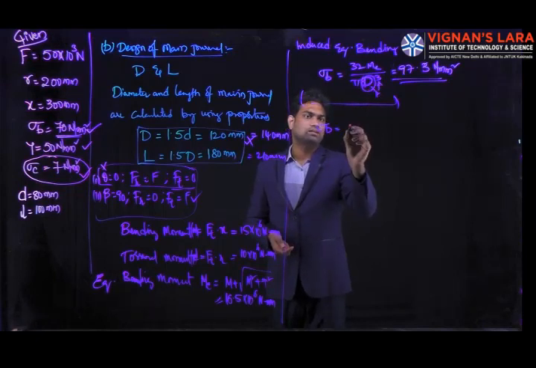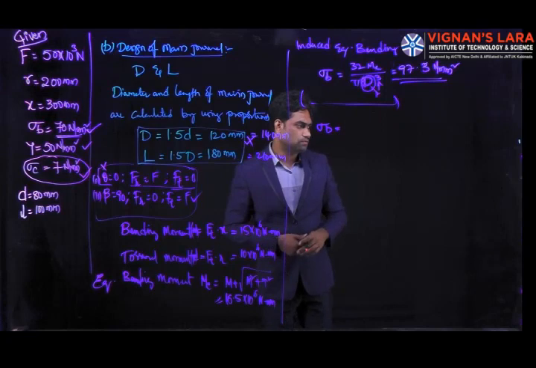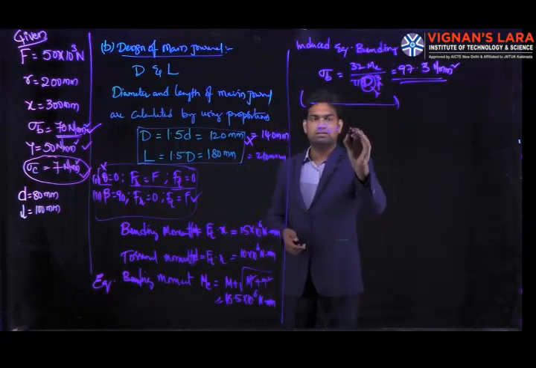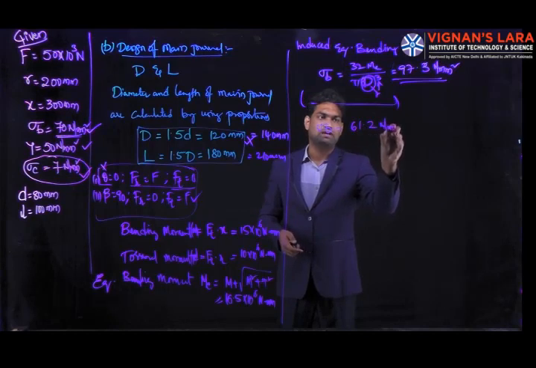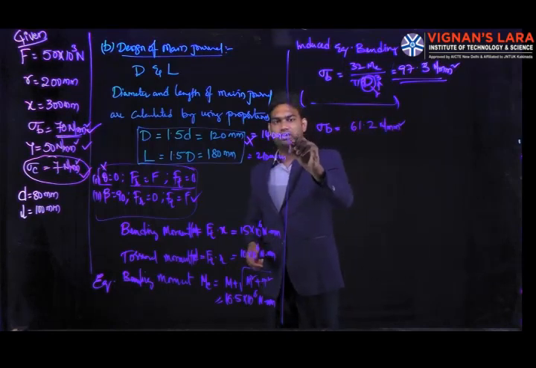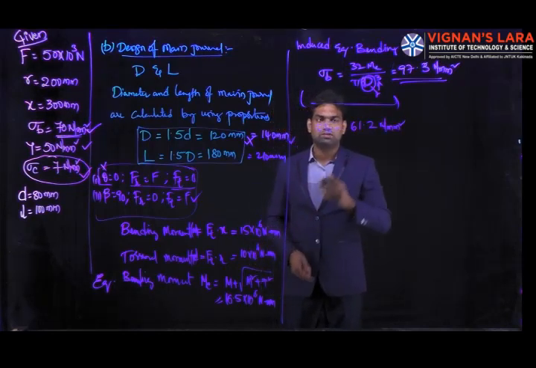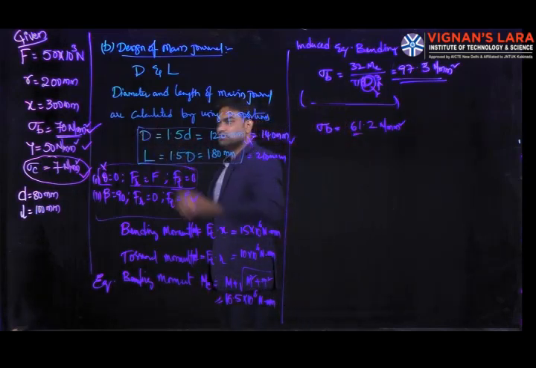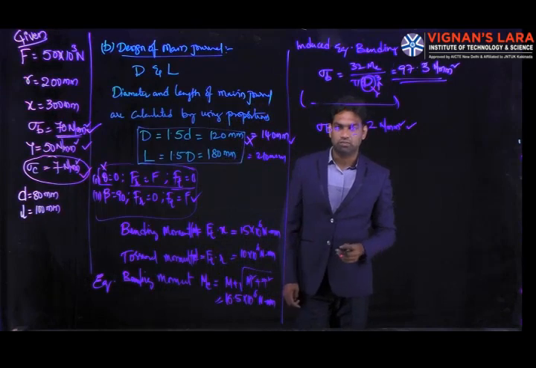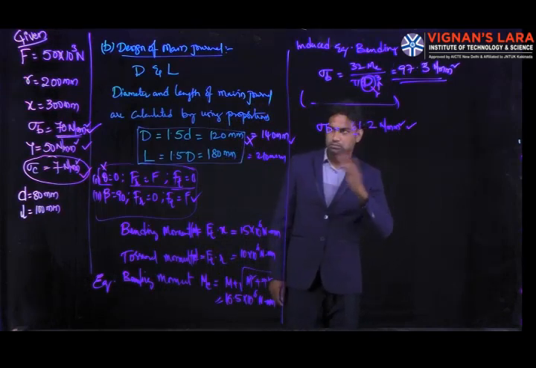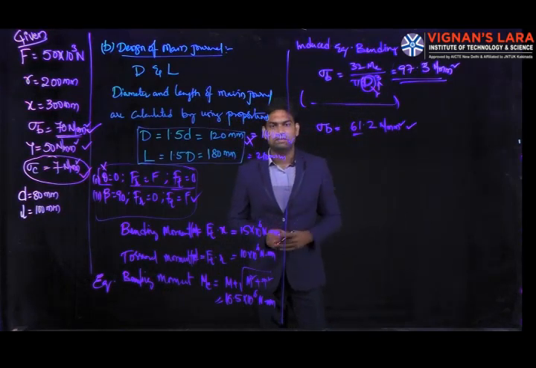If you substitute the diameter of 140 mm, the bending stress I get is 61.2 Newton per mm square. So it is going to withstand. Why? Because the allowable stress is only 70 and our induced stress is 61.2, so the journal is going to withstand bending. We can also check this with the torsional shear stress.